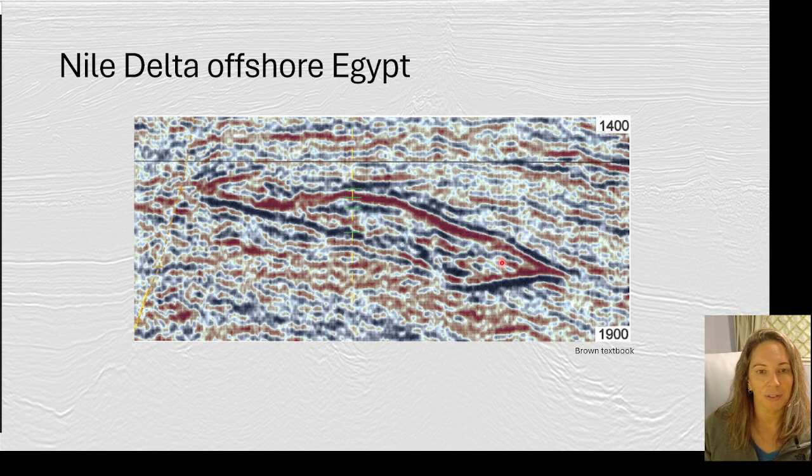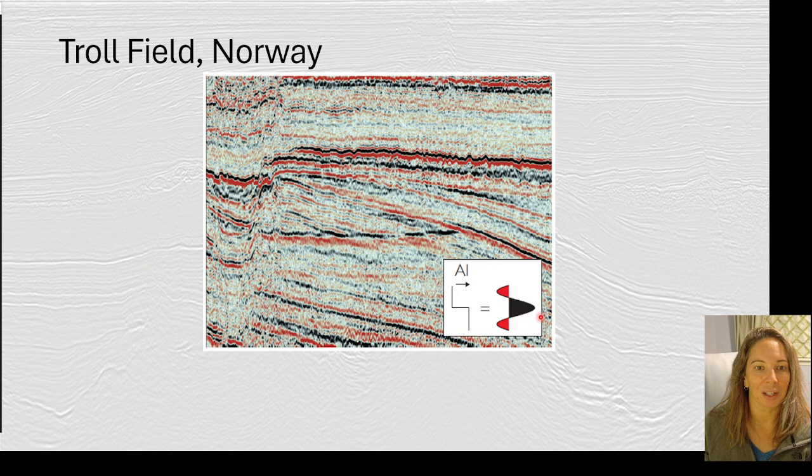All right, here's another bright spot with a flat spot below it in the Nile Delta of offshore Egypt. So nothing wrong with this one. This one is a legit example. And here's another flat spot right here.